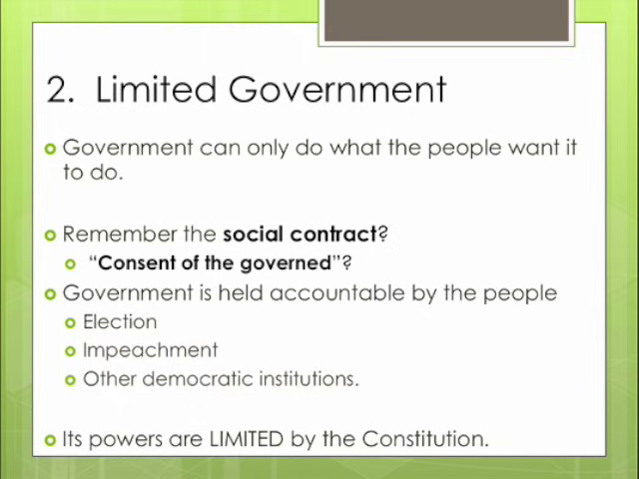This was later called the social contract, or the government receives its power from the consent, or votes, of the governed, or the people. The government then would be held accountable through the election process or ultimately the impeachment process, as well as other state and local democratic institutions. In all, the government's powers are limited by the Constitution.